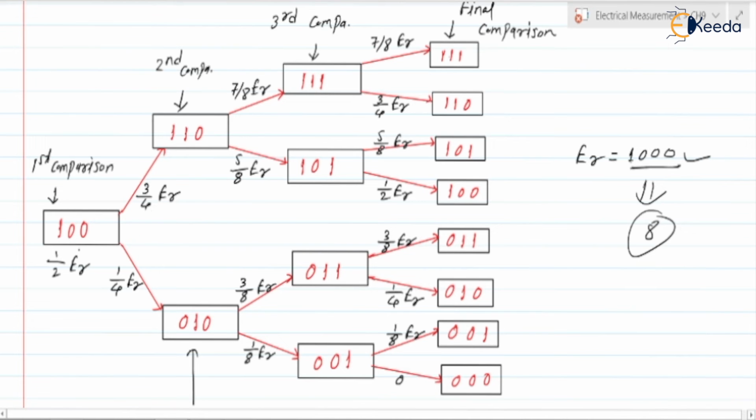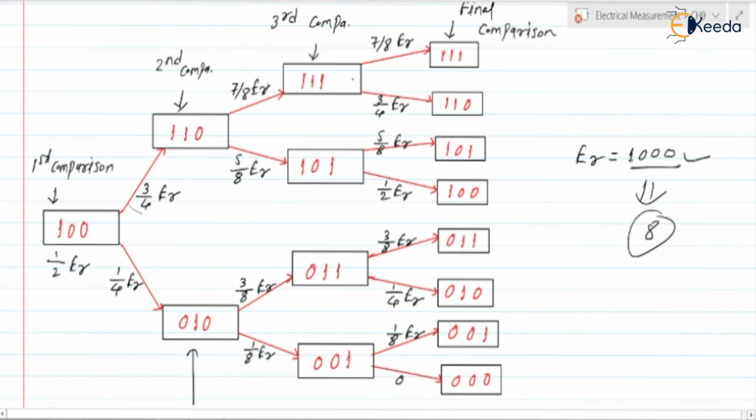First of all, it will compare the unknown voltage with 1/2 ER, and if 1/2 ER is less than the unknown voltage, then it will compare with 3/4 ER. Suppose 3/4 ER is again less than the unknown voltage, then it will compare with 7/8 ER, and like this we will proceed.